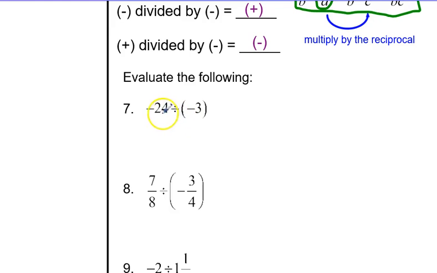Negative 24 divided by negative 3. A negative divided by a negative is a positive, and then 24 divided by 3 is 8. So this is positive 8.